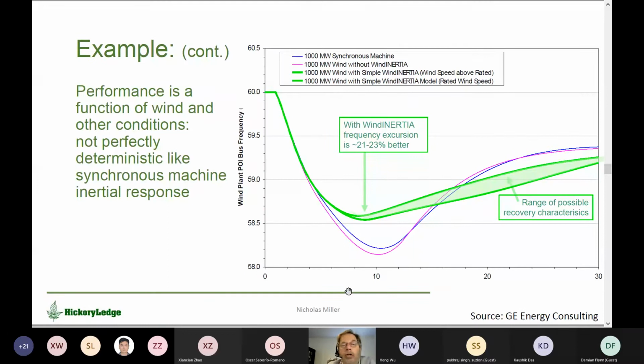this slide shows the fact that the response is different depending on where the wind turbine is running. That causes a lot of headaches to people that expect inertial response to be exactly the same no matter where the synchronous machine is operating. So this is another aspect of the non-determinate behavior of wind in system planning.